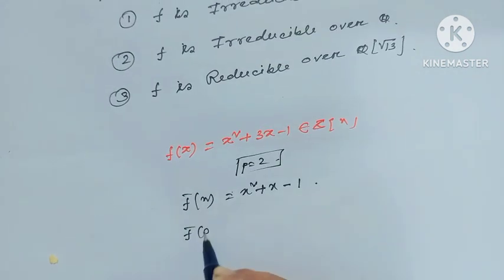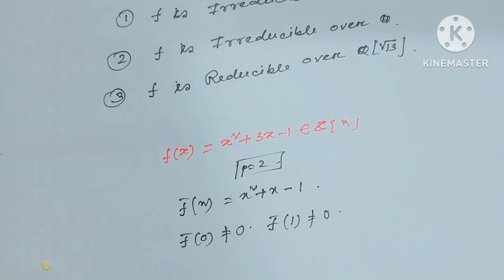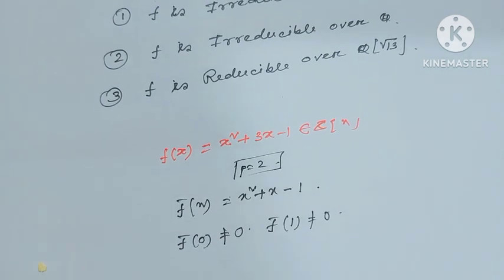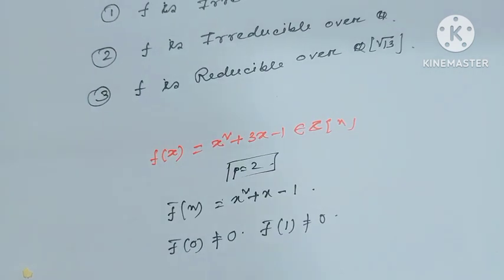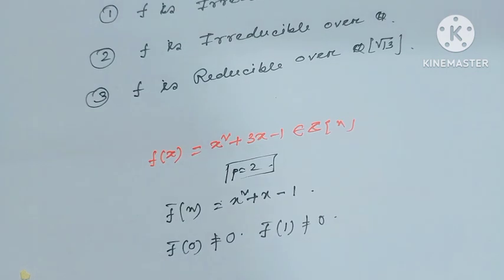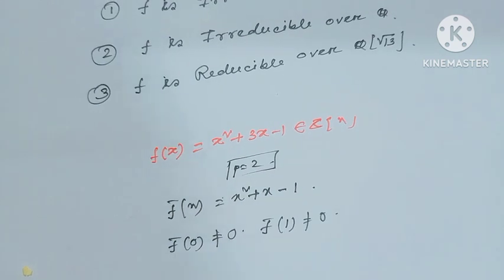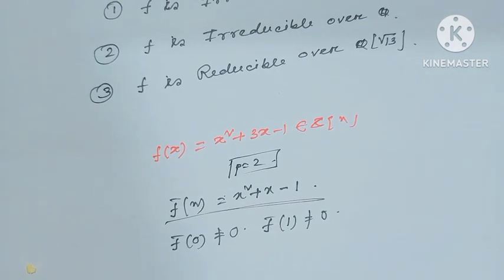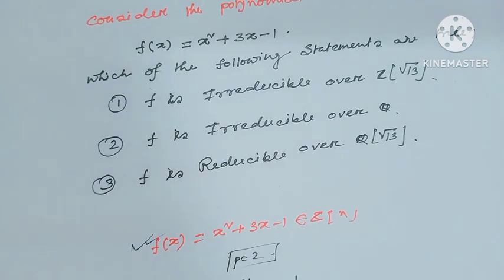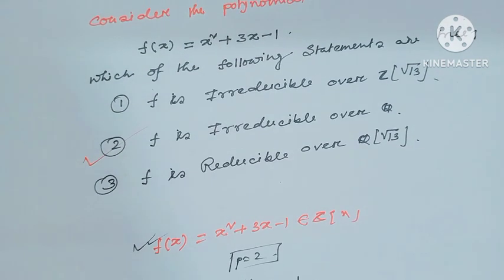Then f bar of 0 is not equal to 0 and f bar of 1 is also not equal to 0. Since the degree of the polynomial is 2, we can obviously apply the root test. So obviously this polynomial is irreducible over Z2, and by the mod p test we can tell our given polynomial f(x) is irreducible over Q. So option 2 is a right option.